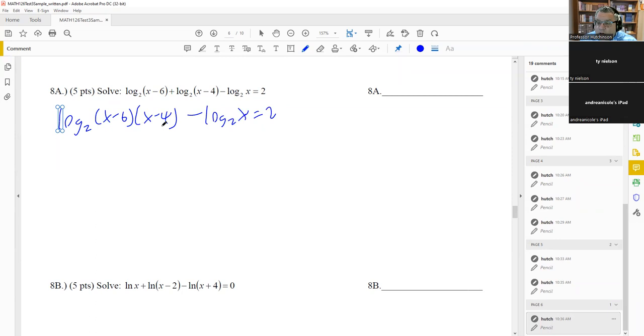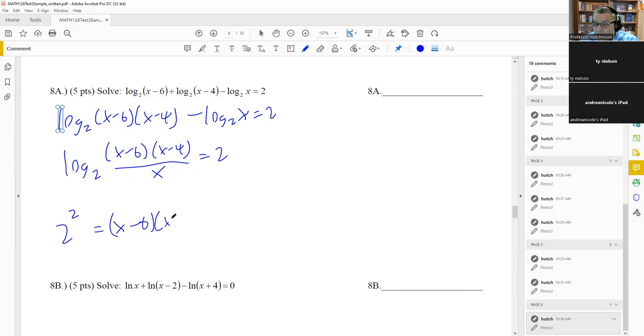Now we need to do one more step. There's a minus sign that's going to turn into a division. So we have that. X goes in the bottom. The 2 over there. We want to change this from log form to exponential. Taking 2 raised to the power of 2 is going to equal everything else that you have here. So we're changing again from log form to exponential. The base raised to the power after the equal sign equals whatever you have left over. So we're going to get a 4 over 1, and then I'm going to multiply this out. So x squared minus 4 minus 6 is a minus 10x plus 24. All that's going to be over 4.